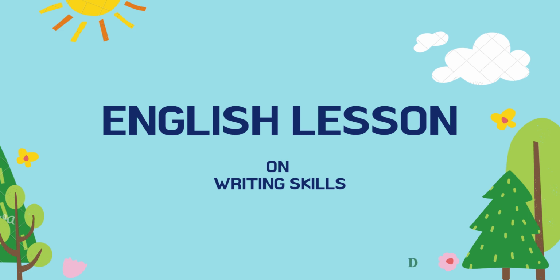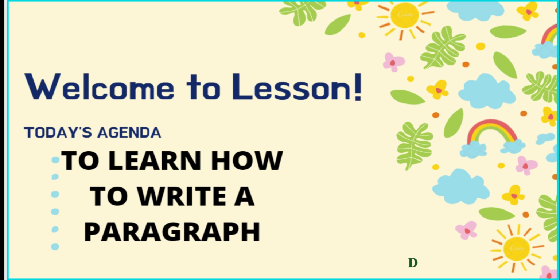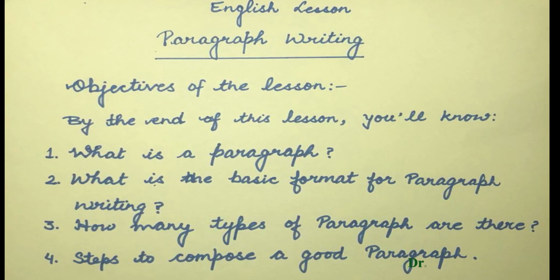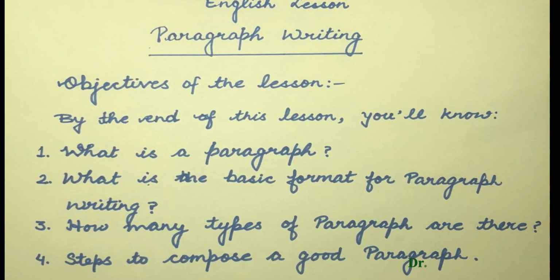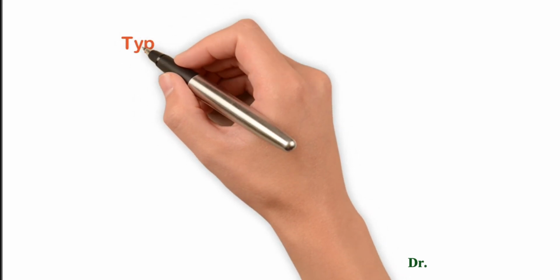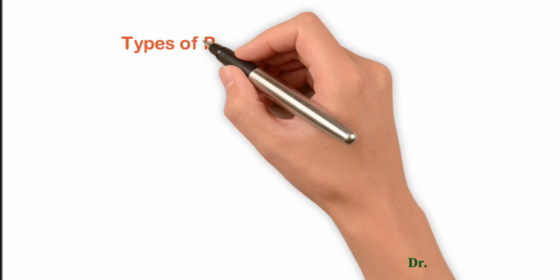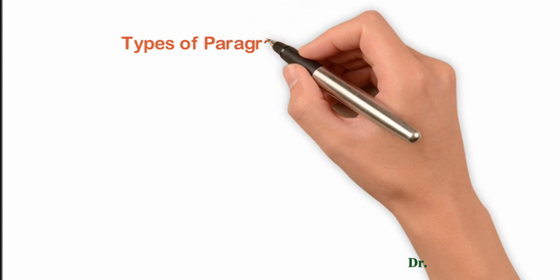This lesson is a continuation of the previous video lesson on how to write a paragraph in English. In the first part of this lesson series, we discussed what a paragraph is and what the basic format for paragraph writing is. Further, in the second part, we had information about the types of paragraph.